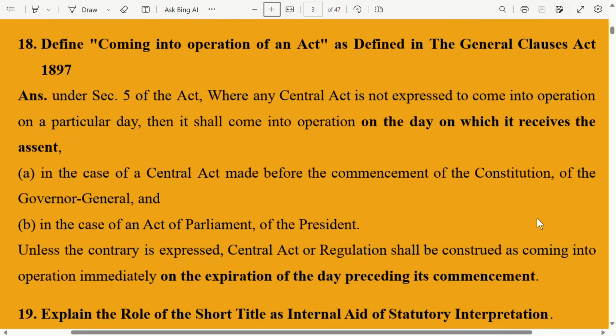Under Section 5 of the Act, where any central act is not expressed to come into operation on a particular day, then it shall come into operation on the day on which it receives the assent. In the case of a central act made before the commencement of the constitution, of the Governor General, and in the case of an act of Parliament, of the President, unless the contrary is expressed, a central act or regulation shall be construed as coming into operation immediately on the expiration of the day preceding its commencement.